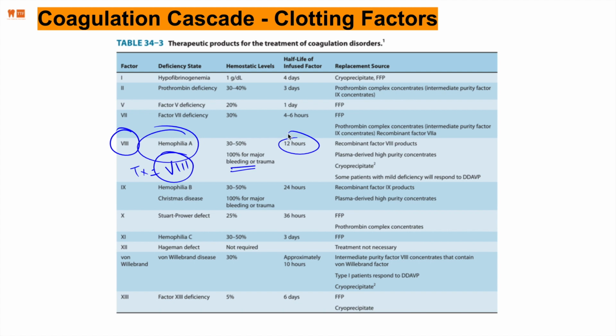Half-life is 12 hours. So what are they? They are recombinant factor VIII products. There's plasma-derived high-purity concentrates, and so on and so forth. Basically, all treatments that treat factor VIII. Same goes for factor IX, which is hemophilia B. Hemophilia C is a fun fact. It is factor number 11. So A, B, C. Okay, 8, 9, 11.